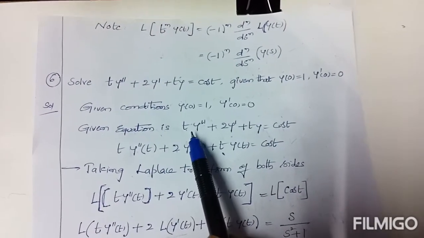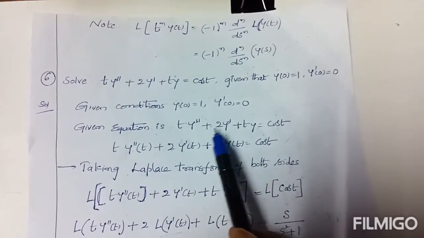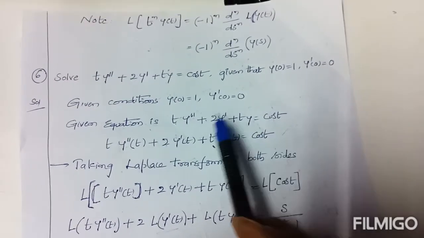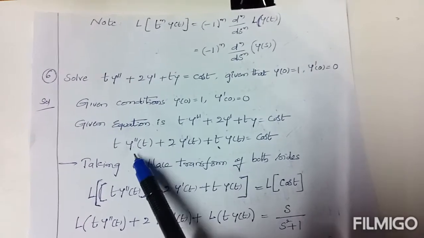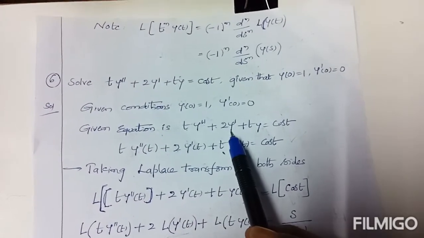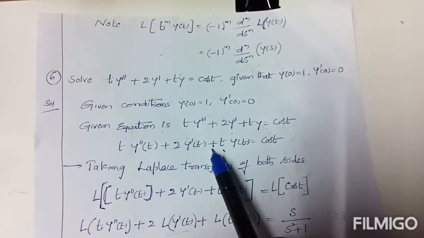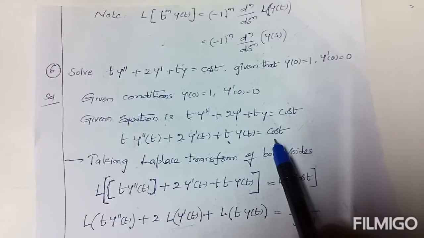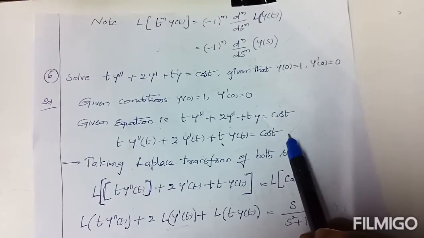Next, the given equation is t y double dash plus 2y dash plus t y equal to cos t. Now this can be written as t into y double dash of t plus 2 into y dash of t plus t into y of t equal to cos t. Now this is in standard form.